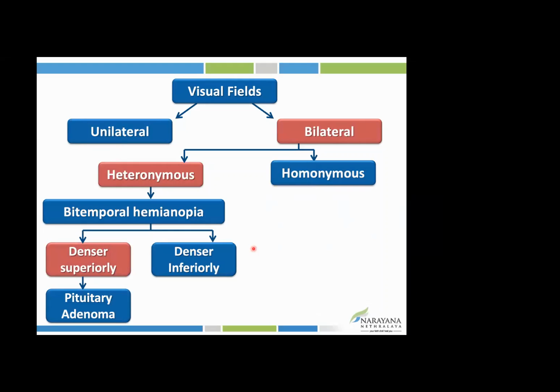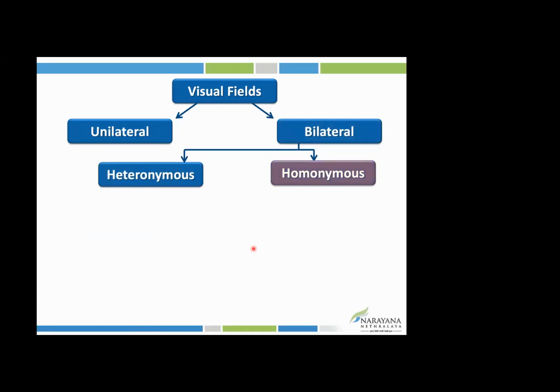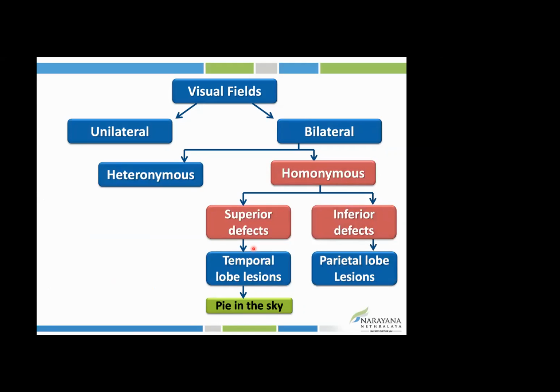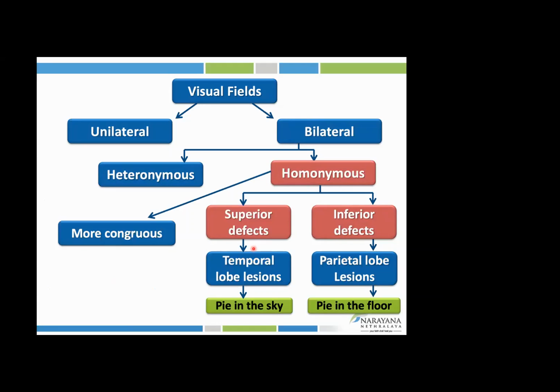If it's denser inferiorly, it's a craniopharyngioma. This, if it comes completely, it's difficult to make out. But in the initial phases, you will have these kinds of presentations. Then homonymous, where we are looking at superior defects. This could be, as I mentioned, temporal lobe lesions, a pie in the sky. Inferior defects, which are parietal lobe lesions, a pie in the floor. And more congruous, we are looking at lesions more posteriorly, that is, in the occipital lobe.